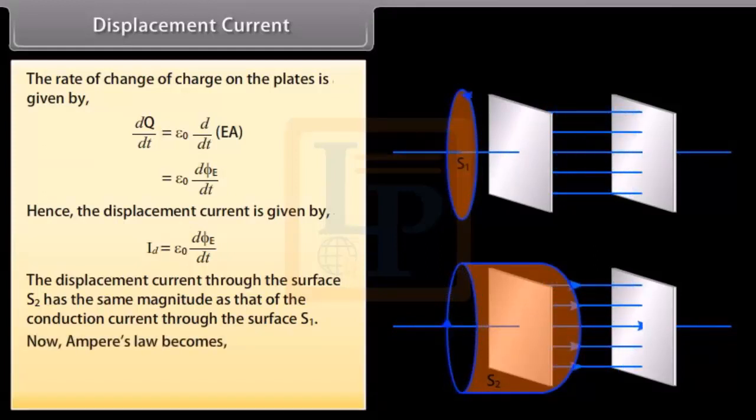Now, Ampere's law becomes: closed integral of B dot dl is equal to mu naught multiplied by I plus epsilon naught d phi E by dt.